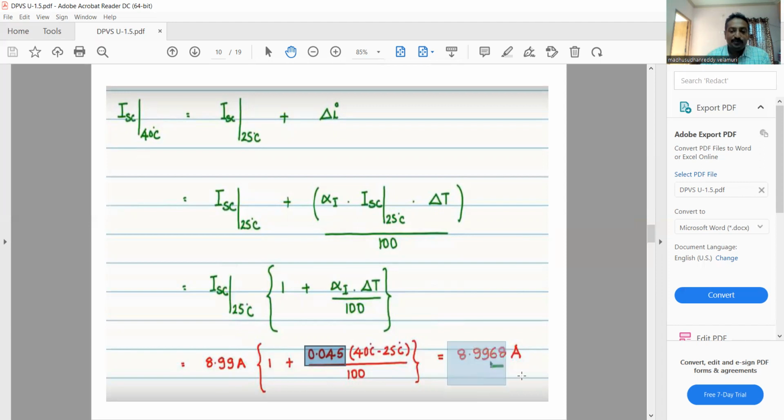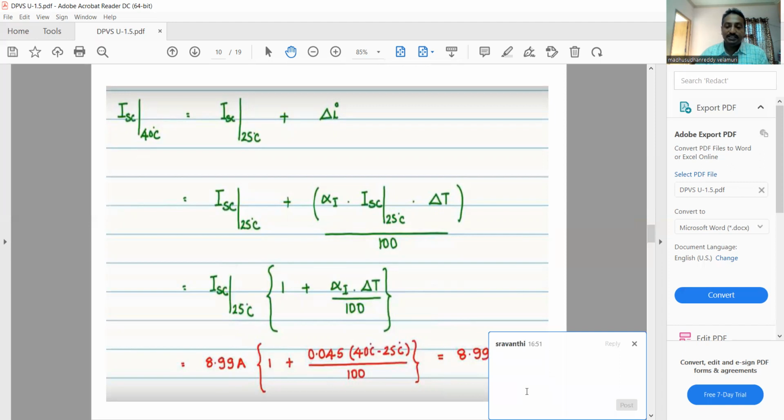You'll see 8.9968 amperes. So what is the change? The change is 0.0068 amperes. This much.